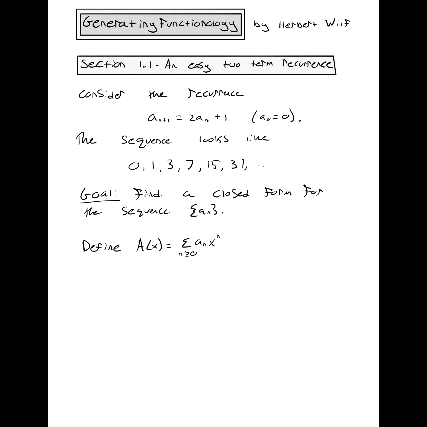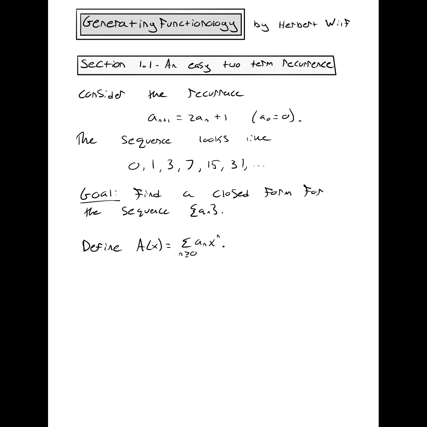Maybe this is the first time you've ever seen this, but what we're doing is creating an infinite polynomial where each of the coefficients are just elements of our sequence. And we would call this a power series. But for now, just define this to be our function A of x. And you can plug things in for x and actually get things out possibly. But really, that's not what we're doing.